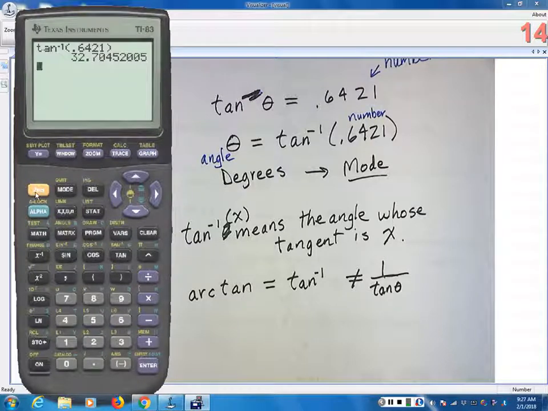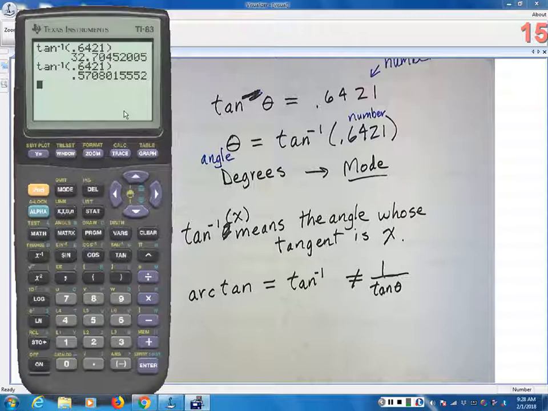Second, if I have it in radians now, so it's 32.7 degrees and it's 0.571 radians. So you get totally different answers depending on what mode the calculator's in. So make sure your mode, if you want an angle in degrees, is set to degrees. If you want an angle in radians, have the mode set to radians.